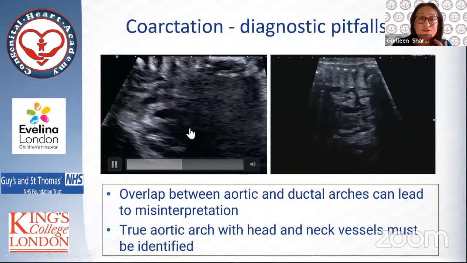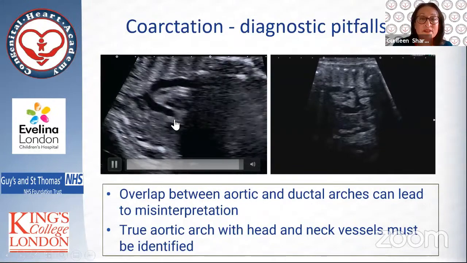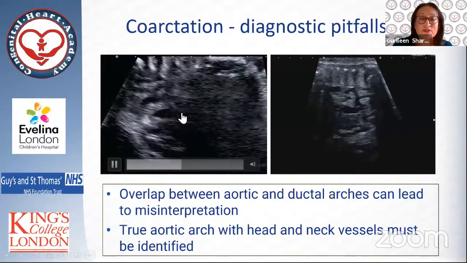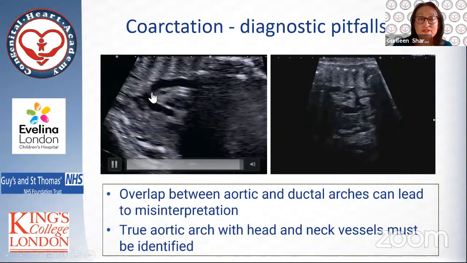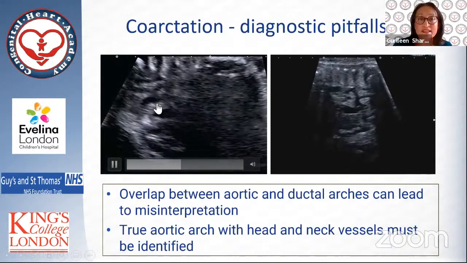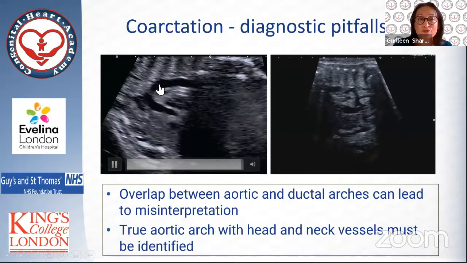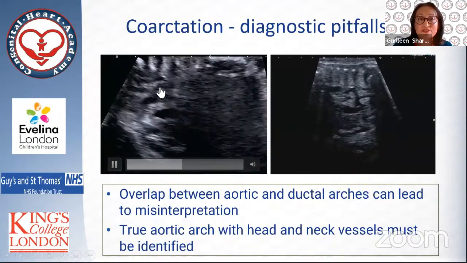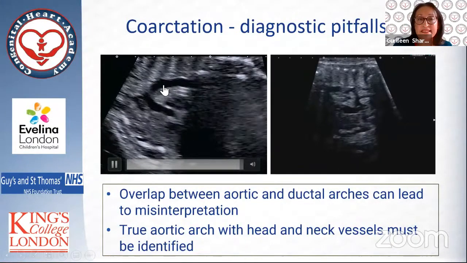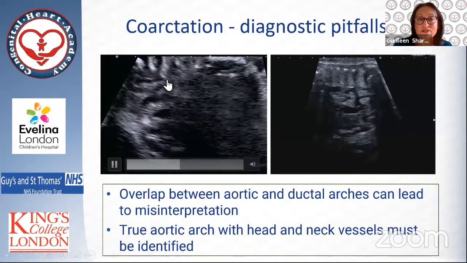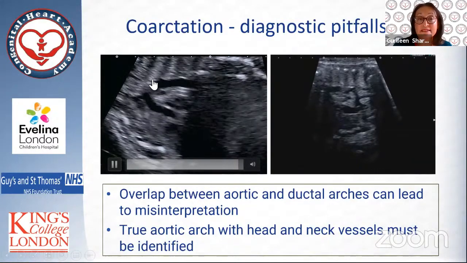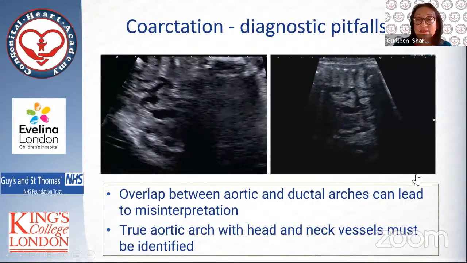So you will see from this example here on the left, when we start the clip, you can almost be fooled that there is a good size aortic arch here. But actually, when you find the true aortic arch with head and neck vessels, it does look hypoplastic, and the third head and neck vessel is distally displaced. I hope you can all see that.